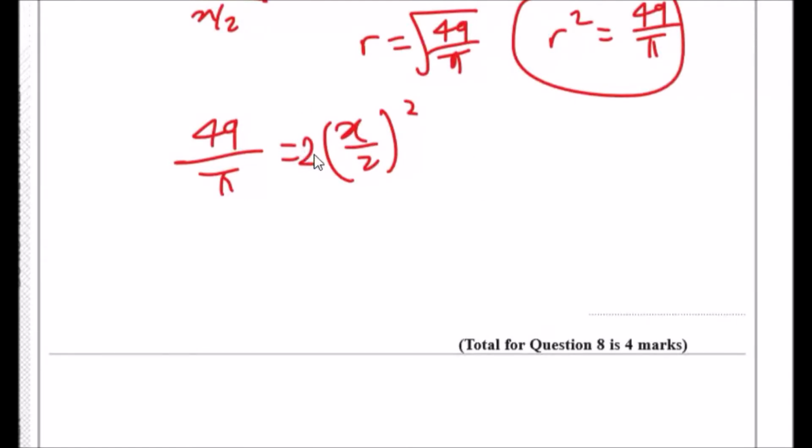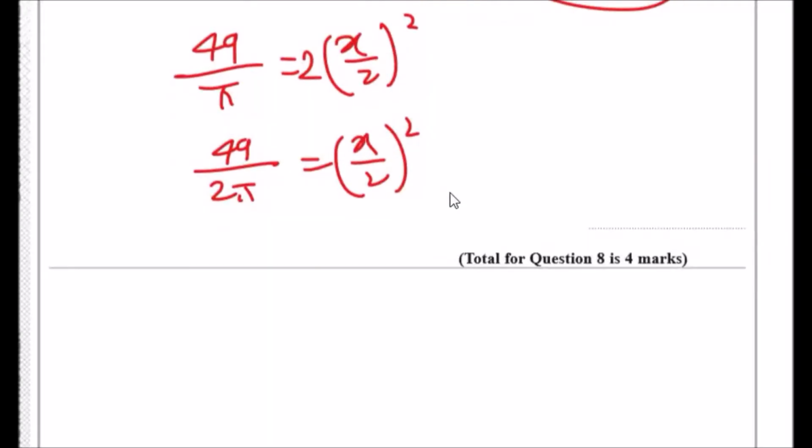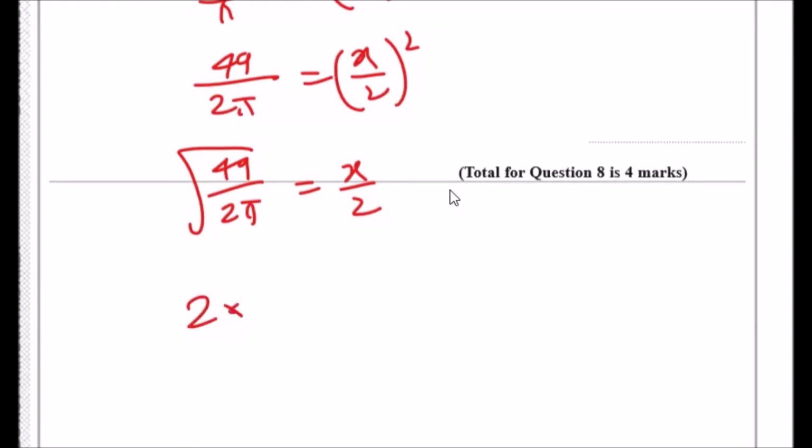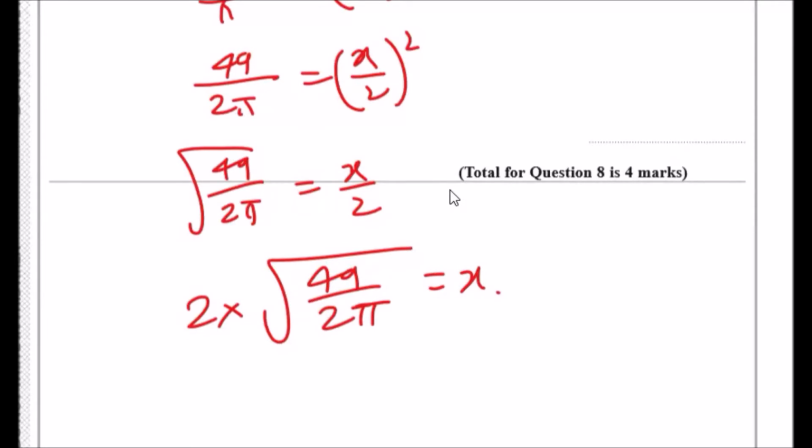Firstly, get rid of that 2, so divide 2 across. So you get 49 over 2 pi equals x over 2 squared. Then square root this answer, so you get 49 over 2 pi square rooted equals x over 2. And then multiply 2 across. So you're going to have 2 times the square root of 49 over 2 pi. And this is our x.